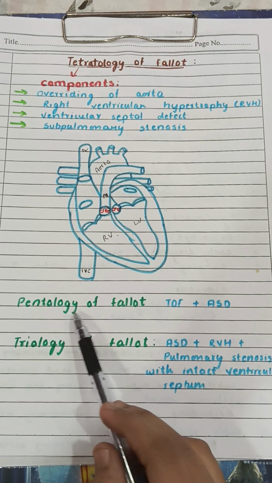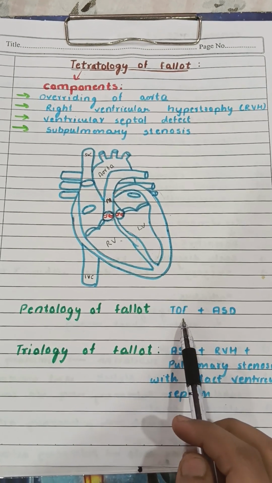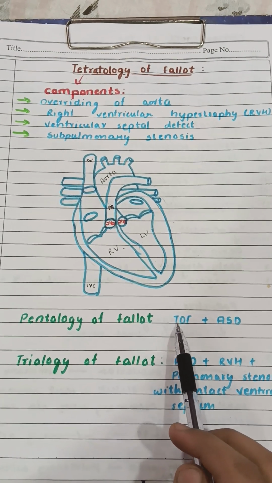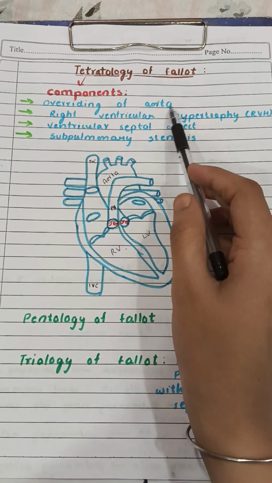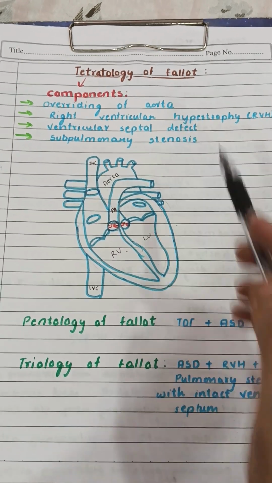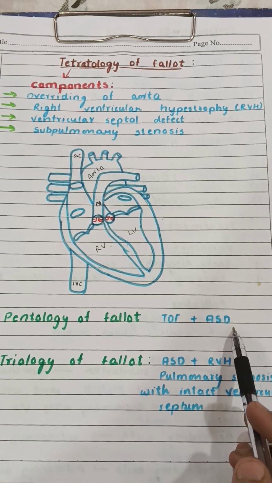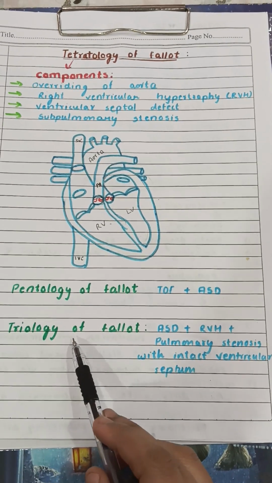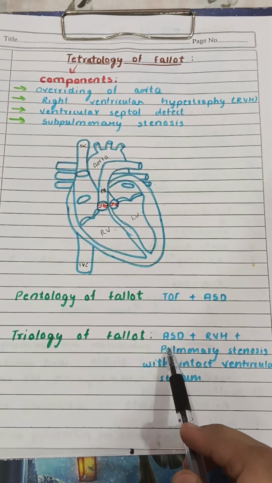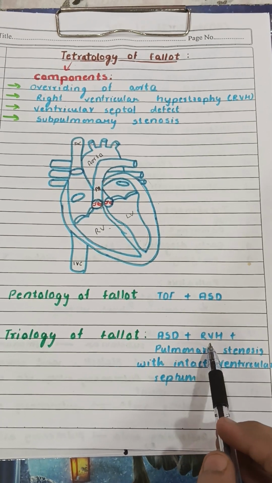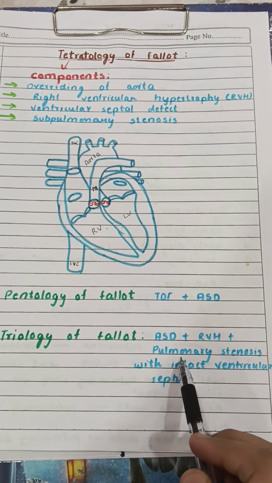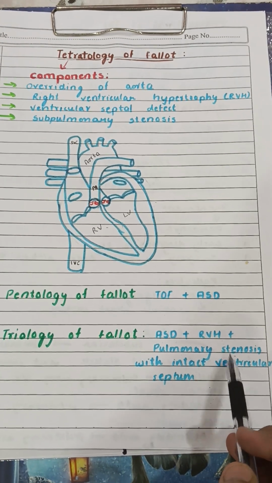Now there is also pentalogy of Fallot. In pentalogy of Fallot, the components are tetralogy of Fallot, means all four components, plus atrial septal defect will also be there. Similarly, there is trilogy of Fallot, in which there is atrial septal defect, right ventricular hypertrophy, and pulmonary stenosis.